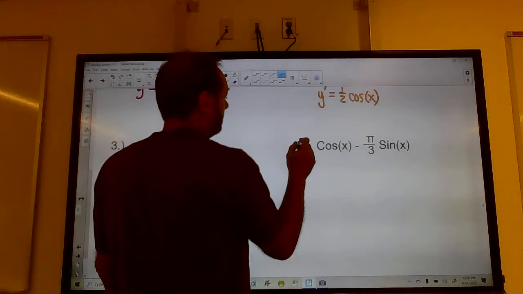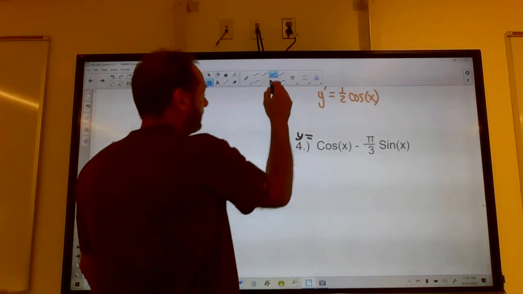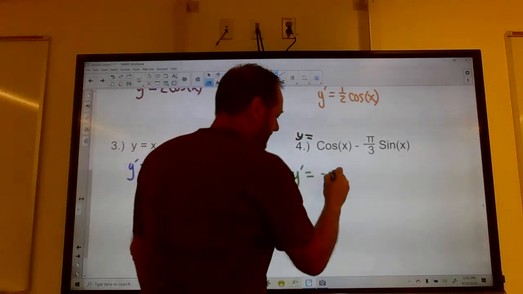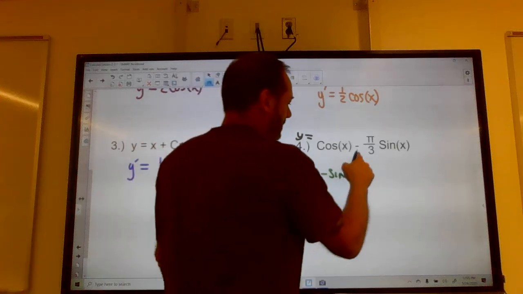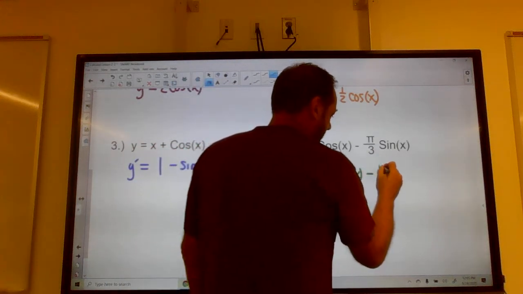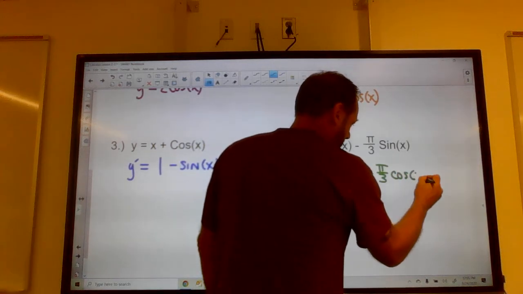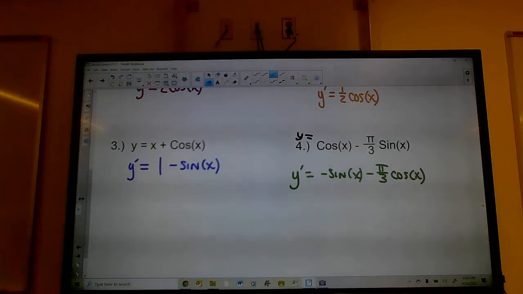I should have a y equals here. So then you can say that y prime, the derivative of cosine is negative sine, minus pi over 3. The derivative of sine is cosine. Pretty simple.